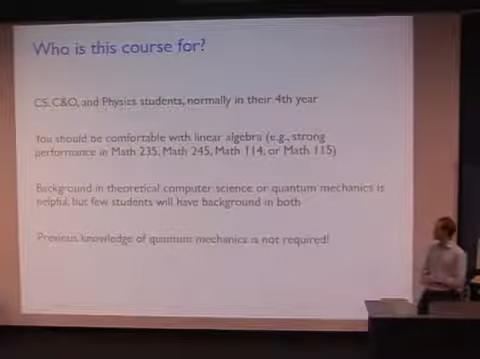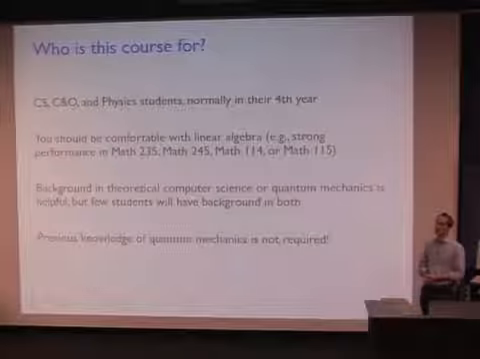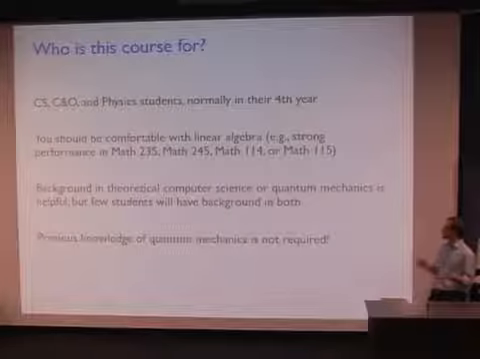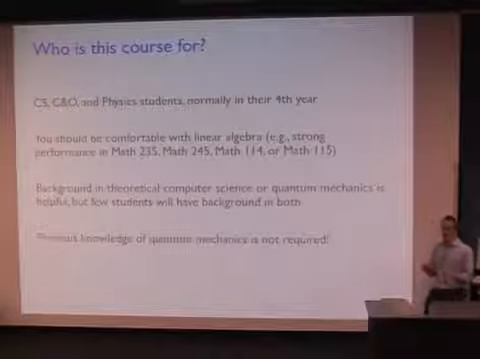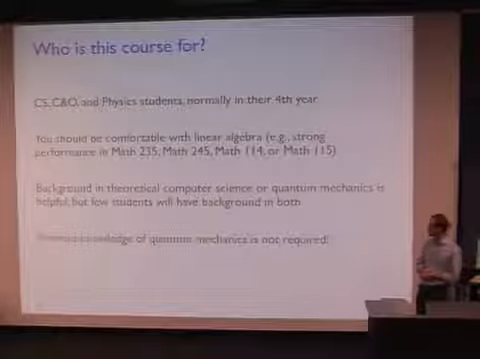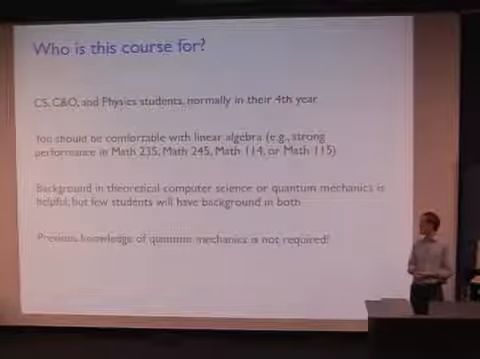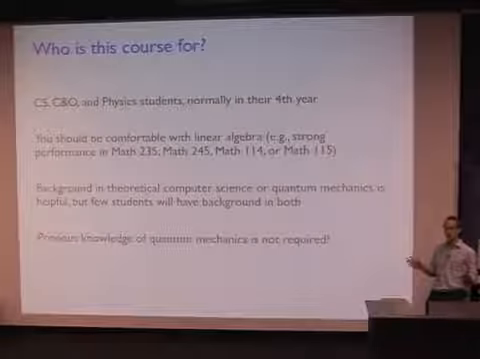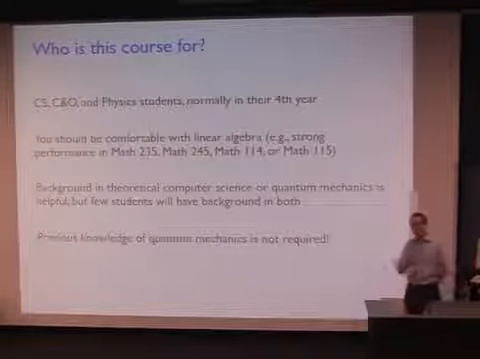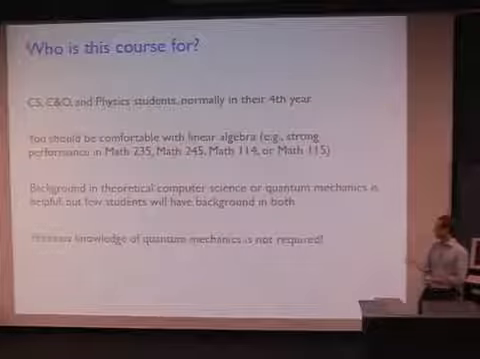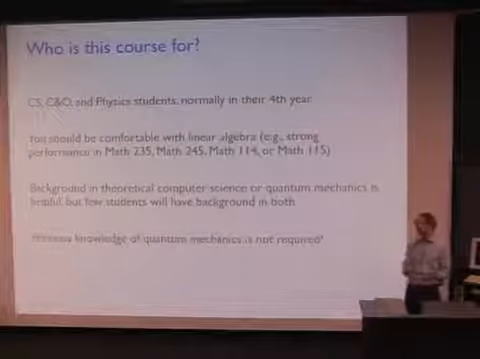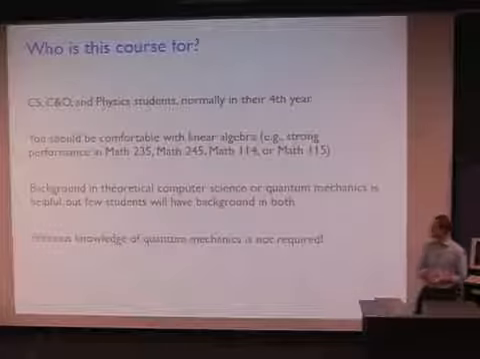The only prerequisite for this course is that you should be comfortable with linear algebra. So for example, if you did well in Math 235, then I would say you're well prepared to take this course. So linear algebra is really essential, but it's not necessary that you've seen quantum mechanics before. So if you haven't taken a course on quantum mechanics, or you don't even think you know anything about quantum mechanics, that's okay. You'll learn a lot about quantum mechanics by taking the course, but you don't need to know anything about quantum mechanics going in.